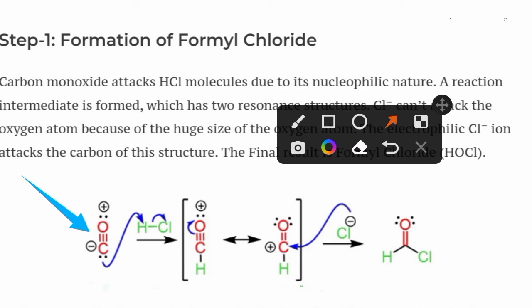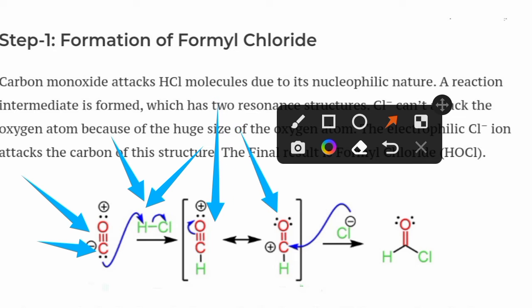this is CO, carbon monoxide, C triple bond O. This is the HCl. The hydrogen from the HCl gets attached to the carbon. An electron pair is already present on the carbon. With the help of that electron pair, the carbon gets attached to hydrogen to form this intermediate.